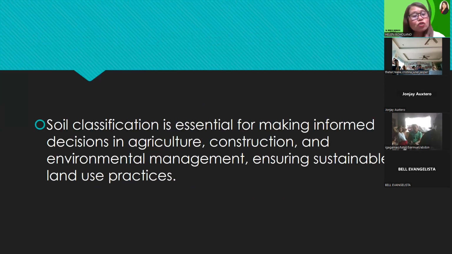So therefore, soil classification is essential for making informed decision in agriculture, construction, and environmental management, ensuring suitable land use practices. So proper use of land is very, very important. And you as future agriculturists can do something about it.